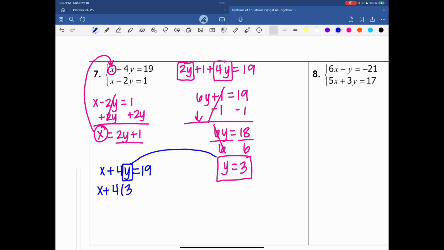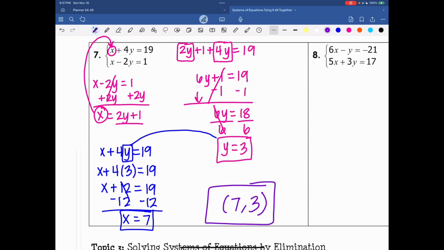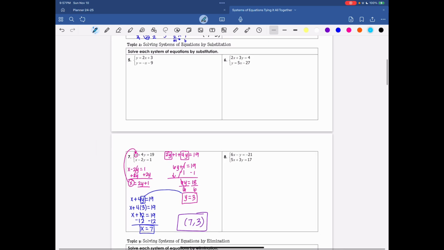So this ends up x plus 4 times 3 equals 19. 4 times 3 is 12. My next step is to subtract 12 from both sides. 19 minus 12 ends up giving us 7. So my coordinate, or my solution, ends up being 7, 3. In the substitution in topic 2, you are only required to do numbers 6 and 8.